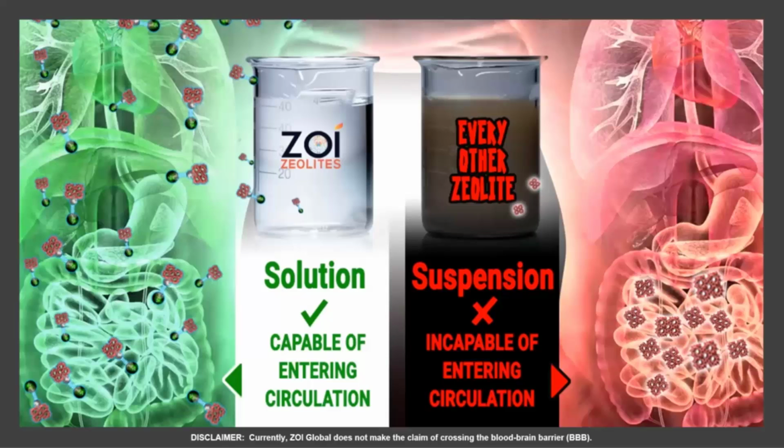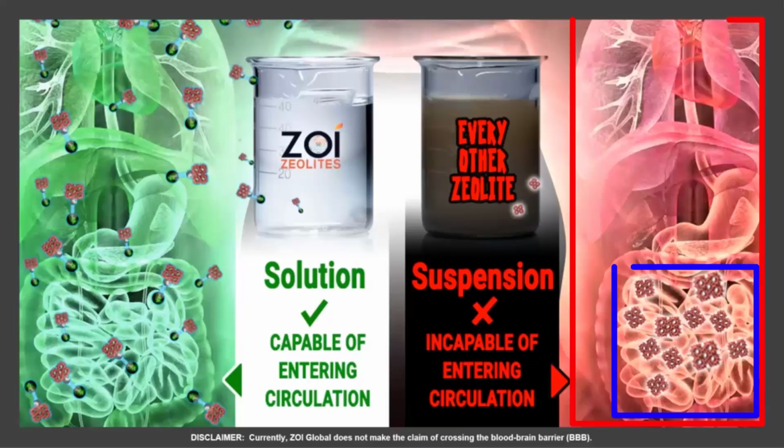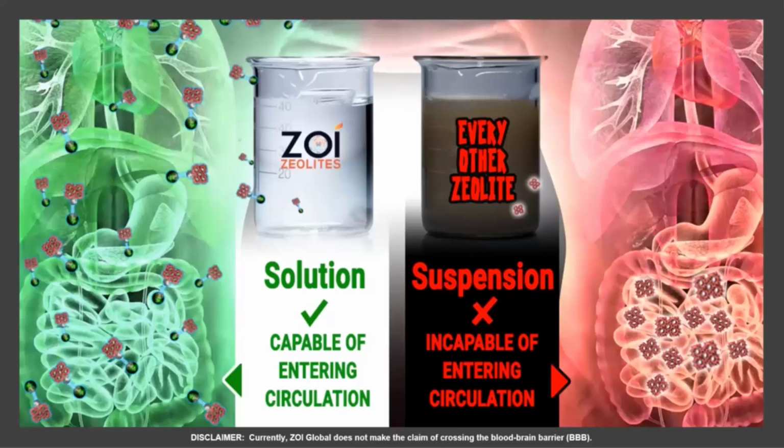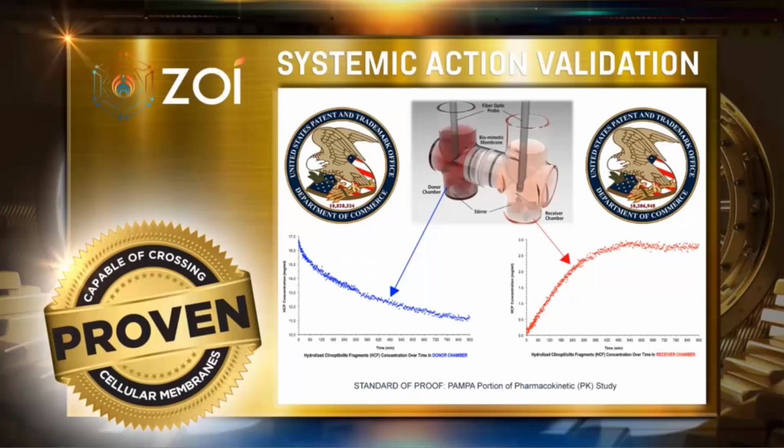Every other zeolite, friends, is 100% incapable of entering circulation, and it is only limited to staying and working in the gut. So I want you to imagine this. You discover your entire home is infested with termites. Would you choose a solution that would exterminate every room in the house, like on the left, or would you choose to treat only the bathroom of the house, like on the right? By now, I think the choice is very obvious. In the zeolite space, friends, every other zeolite treats only the bathroom, the gut. This image, friends, is your game changer.